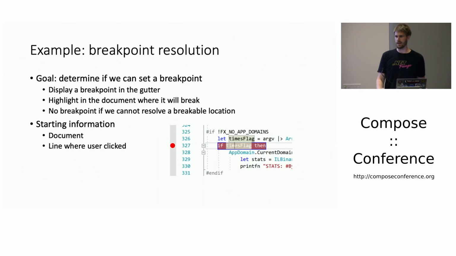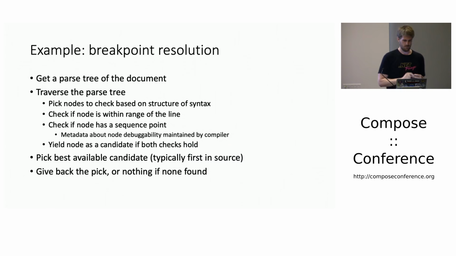And obviously, we're not going to display something if we can't resolve a breakpoint. So we're given a document, and we're given a line where they clicked, and that's it. So the question of, okay, how do we display this? Well, you parse it, and then you just traverse it. It's real easy. So once you have the parse tree, you want to traverse it, and you traverse it based off of the structure of syntax.